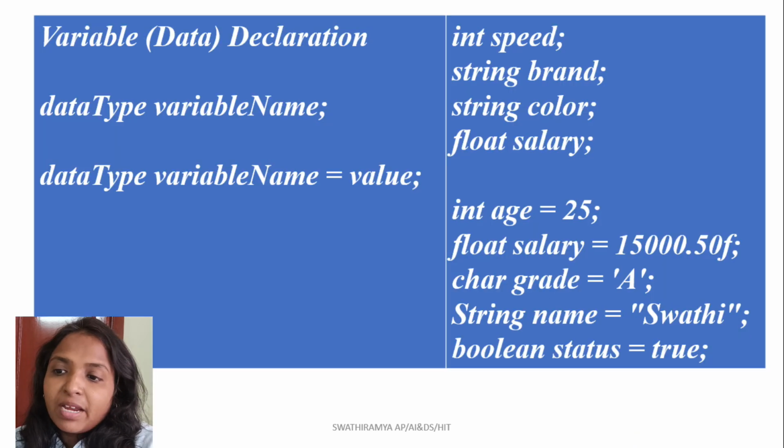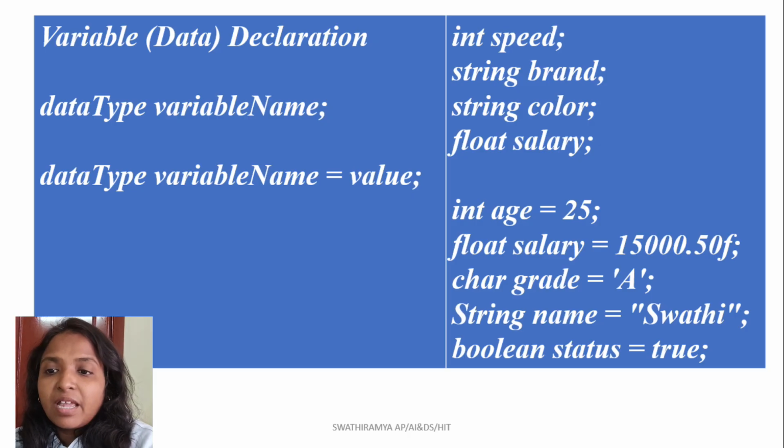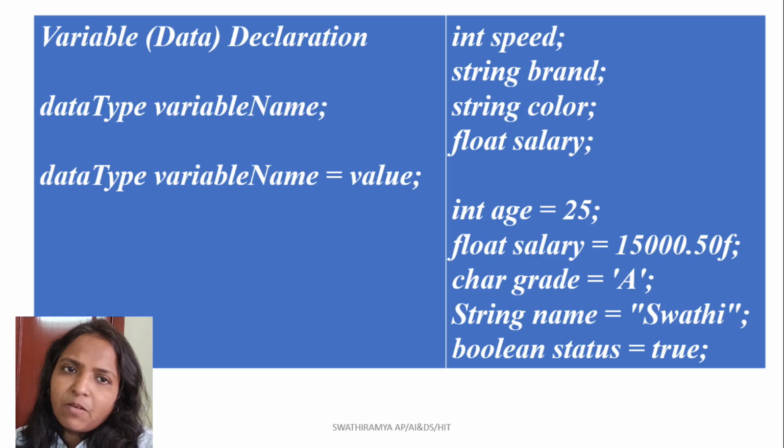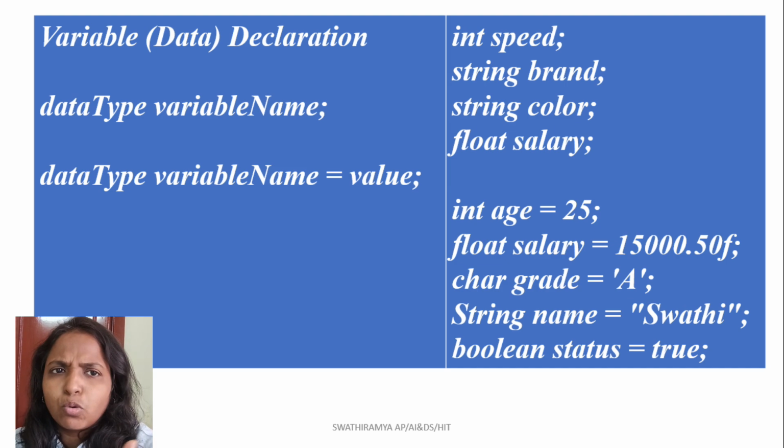As I have not yet explained how a variable has to be declared and how a function has to be declared, in the next slide I have given the syntax for variable declaration. A variable is nothing but data. Variable or data declaration will be data type, variable name. If you want to assign a value for that particular variable, you can give it directly during the declaration, or in the forthcoming lines of the program you can give it there also. So I have given two syntaxes for variable declaration.